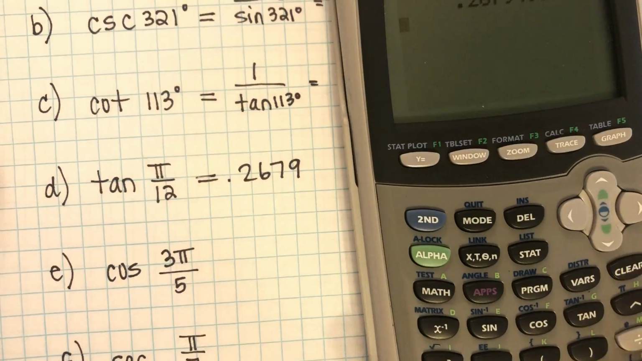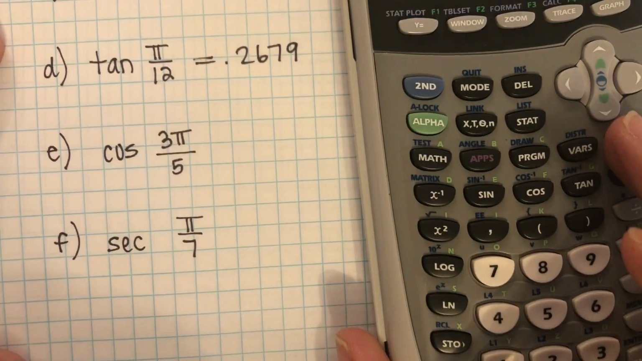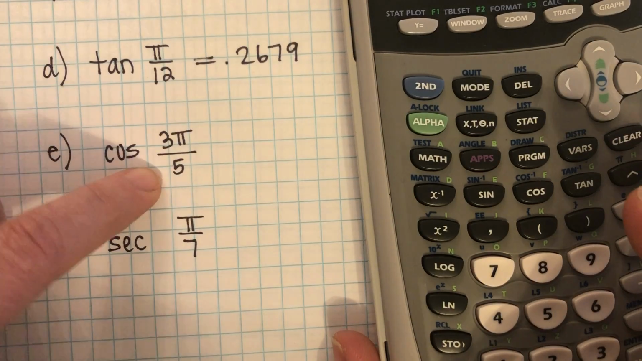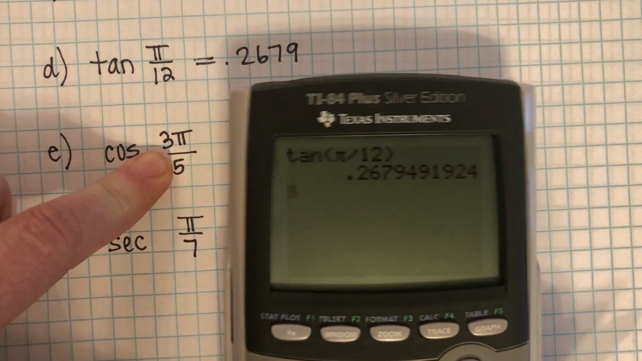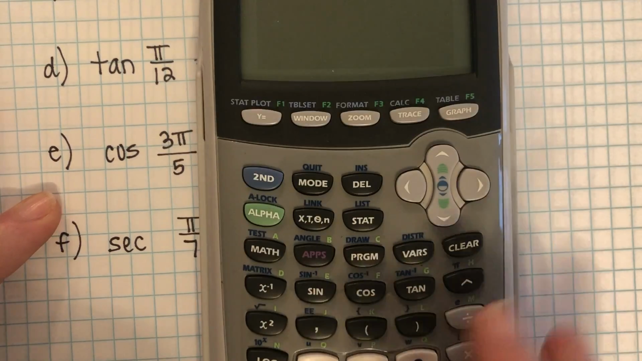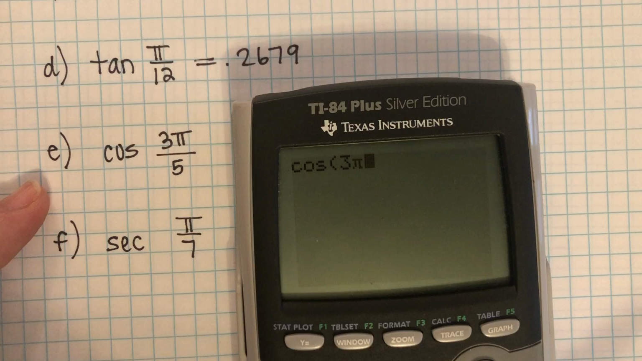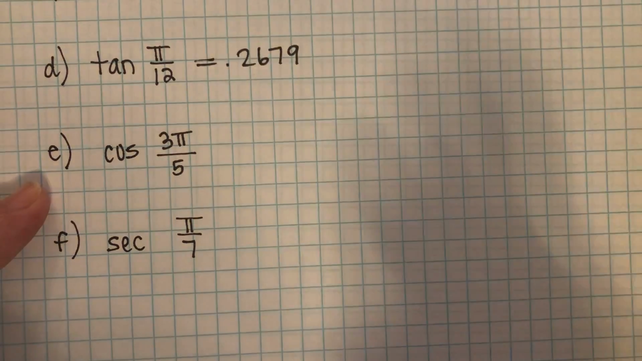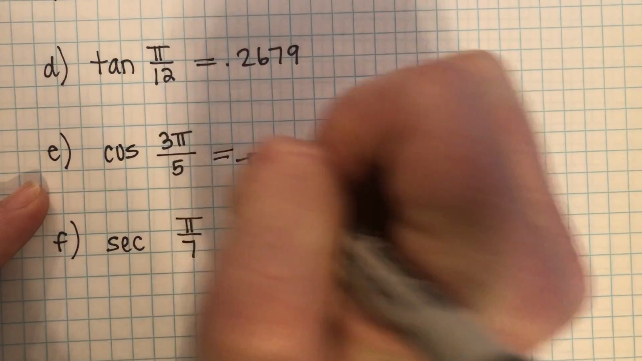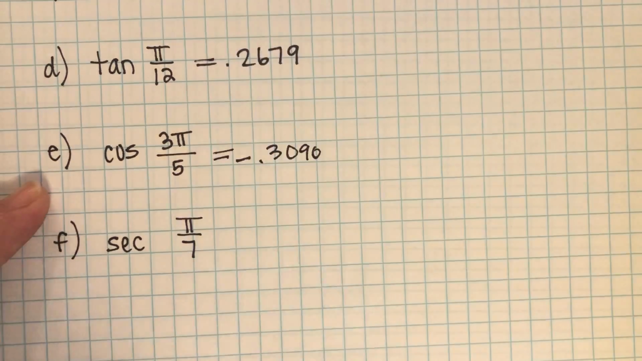All right. What about the cosine of 3 pi over 5? Again, there's no degree symbol, so I have to assume I'm in radians. Get your cosine button, type in 3, get my pi button, divide by 5, and that is the cosine of 3 pi over 5. Hit enter, and my ratio is negative 0.3090. And that is your ratio.